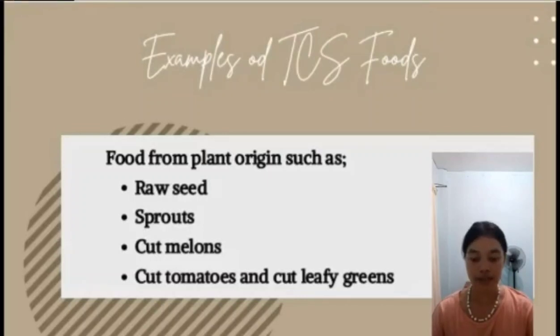Lastly, cut leafy greens. Once leafy greens are cut, they become a TCS food. The part of the leaf that is cut or torn becomes an entryway for bacteria or microorganisms to contaminate the lettuce. So cooking tips. For any cut greens that are cooked, like collards, chard, and caldo, make sure they reach a temperature of at least 135 degrees Fahrenheit.